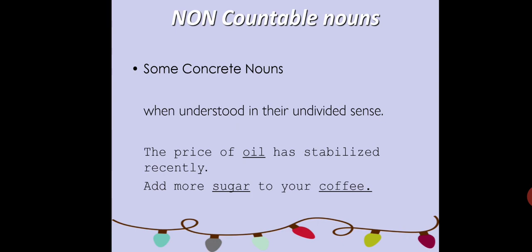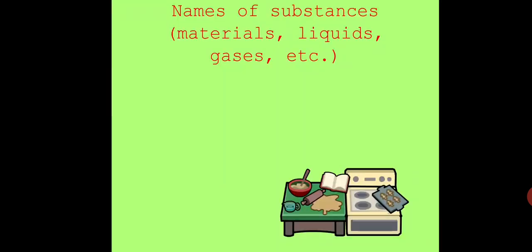Now, there are also some concrete nouns which you cannot count. When you understand them in their undivided sense, it means you're taking them collectively. The price of oil, so oil, sugar, coffee, anything that is in powder or liquid form, you are going to consider them as non-countable nouns because precisely they create a singular impact at the sentence level. So names of substances such as materials, liquids, gases, and many others.